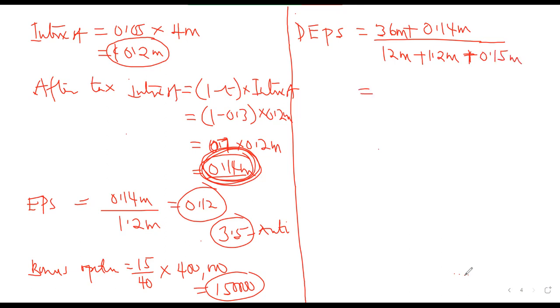So we are going to be having 36.14 million divided by 12 plus 1.2 plus 0.15. I'm having 13.35 million. So what are we getting? Let's make it 2.71.